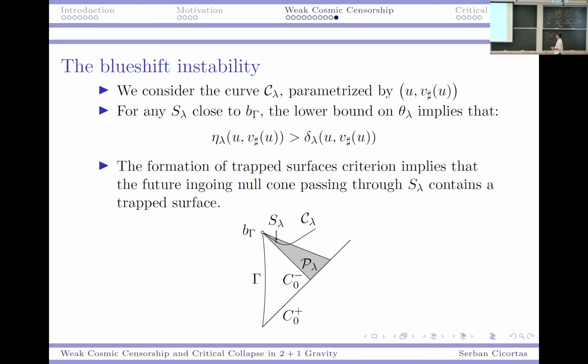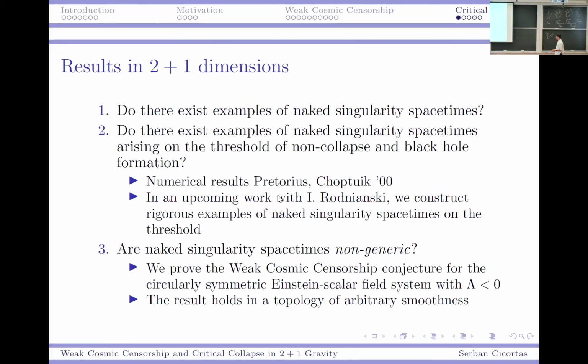Okay, so now in the remaining time, let me go back to what result I promised in 2+1 dimensions. So we're done talking about cosmic censorship. Now I want to talk about constructing examples of naked singularity spacetimes which lie on the threshold of non-collapsing and forming black holes. This will be joint work with Igor Rodnianski.